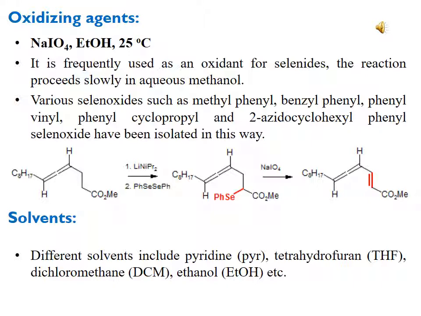So all of these selenides have been isolated by using this oxidizing agent. Here you can see the example in which an allene is used for this purpose of creation of double bond. Here you can see in the first step selenide was created, and in the second step, through oxidation by sodium periodate, the double bond was created at the alpha and beta position.